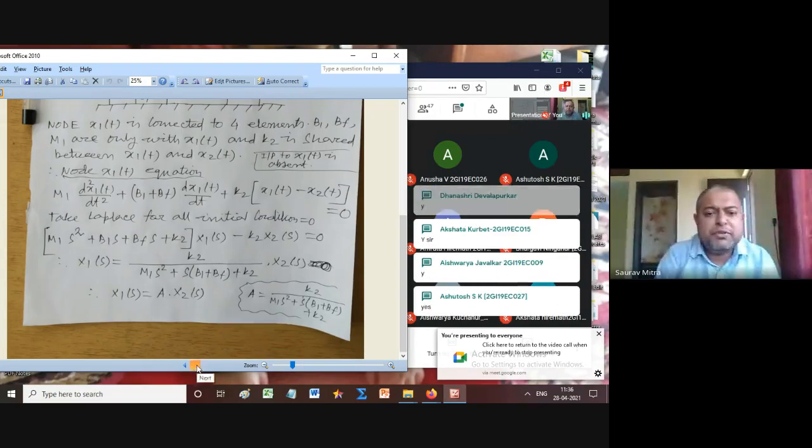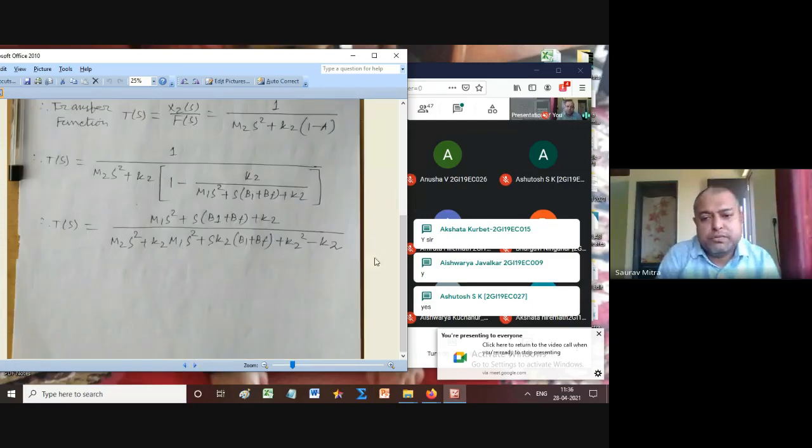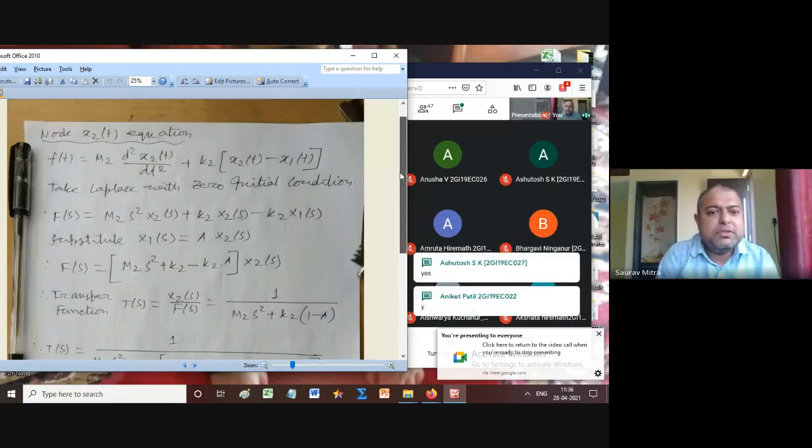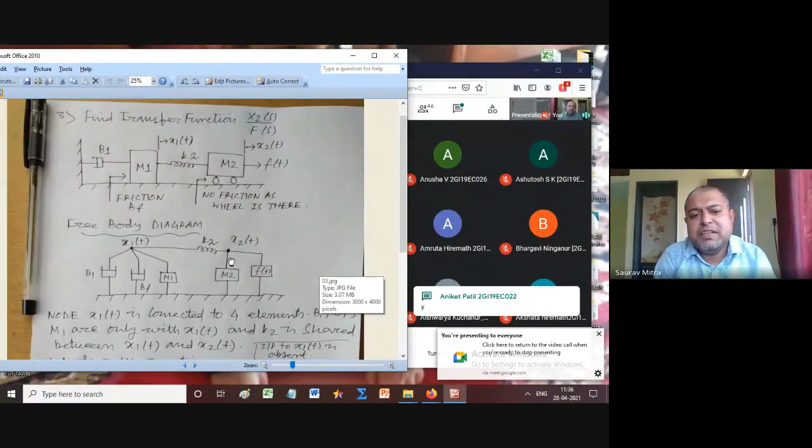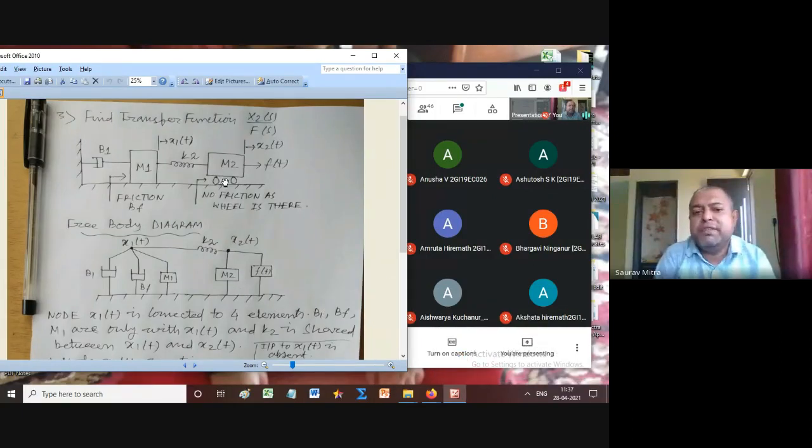Next page. So I have to write down the equation of x2 now. In the previous page, you will find that this x2 is related only with k2 and m2, and there is no bf here. So this x2 is related to ft, m2, and k2. And whenever you are writing the equation for k2, it will be k2 into x2 minus x1.